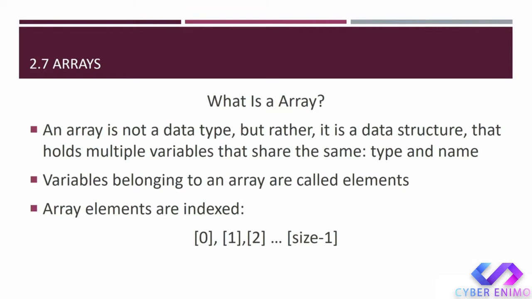For example, if we want to store the names of 10 students, instead of creating student name 1, student name 2 for each of the students, we can create an array of the variable student name that has a size of 10. Variables that belong to the same array are called elements of that array. These elements are indexed from 0 to the size minus 1. So for example, if we have an array of 10 variables, they will be indexed from 0 to 9.